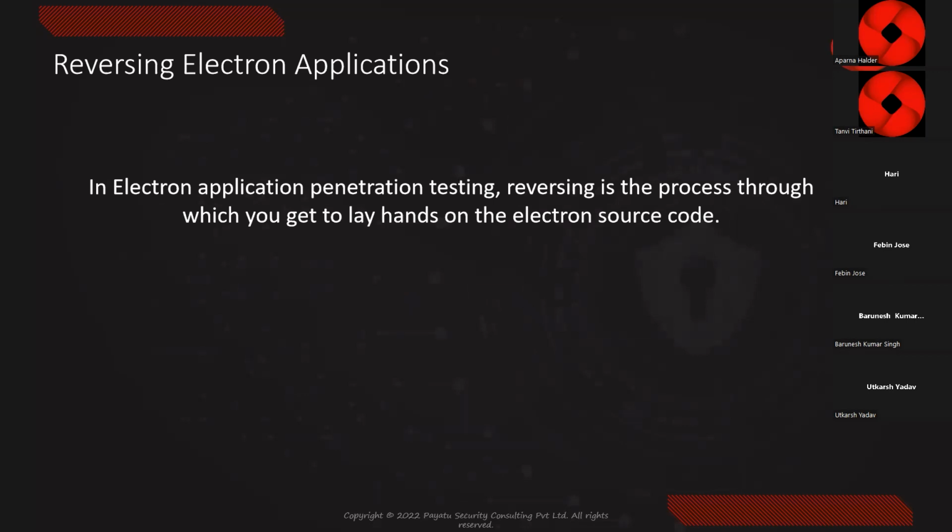Reversing Electron applications. Before starting penetration testing on an Electron application, or any application, it is good to know the logic of the application by reviewing its source code. For that, we need to reverse the application to get the source code, so we can identify the flow of the application and the logical bugs.